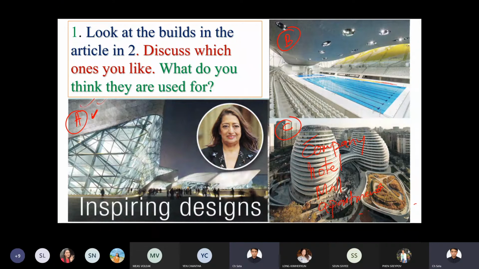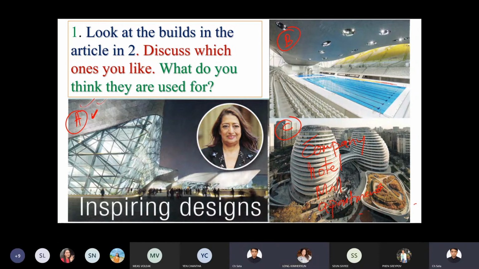I want to hear from, okay, Terlin. Hello, Terlin. Yeah, teacher. Which one do you like? Like number two. Still sleepy. Yeah. What is it? That's a B. Letter B. Picture B. Okay. Not letter B. Picture B. Right? You love picture B. What do you think? What is it used for?